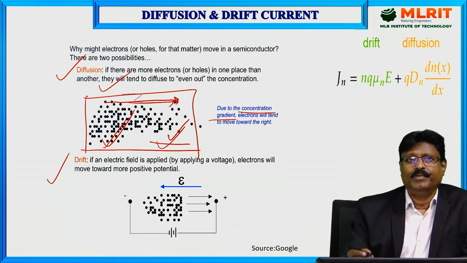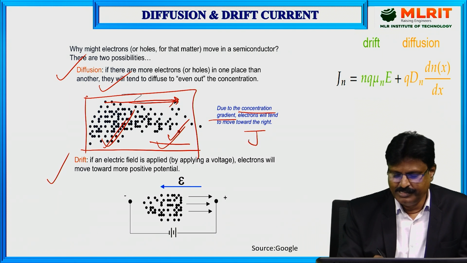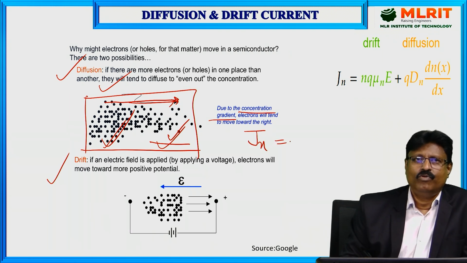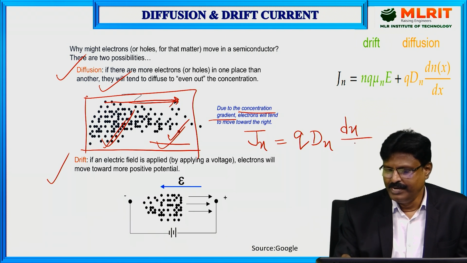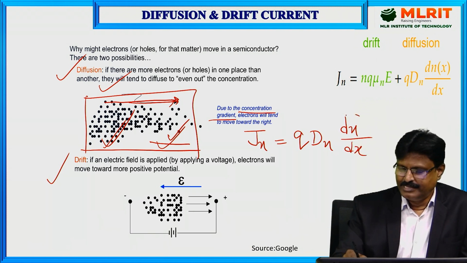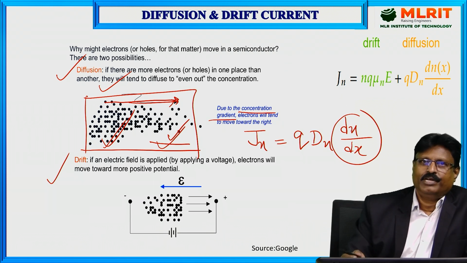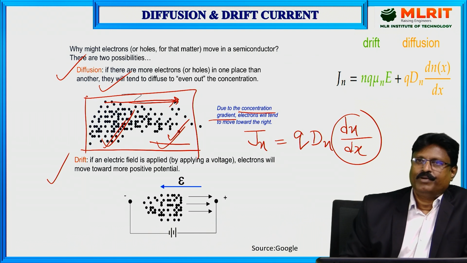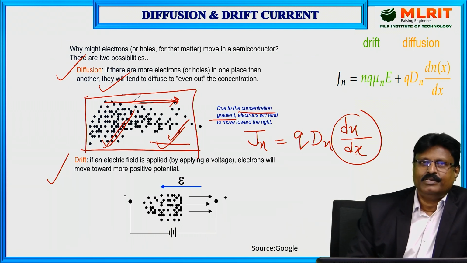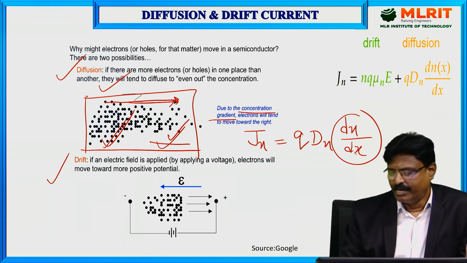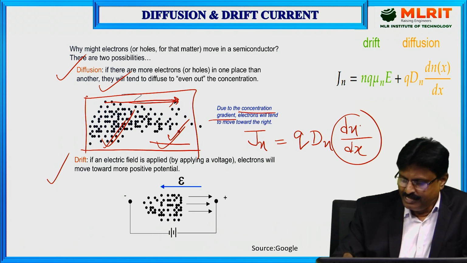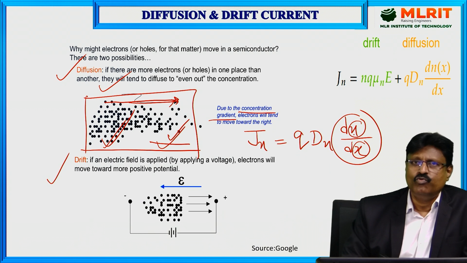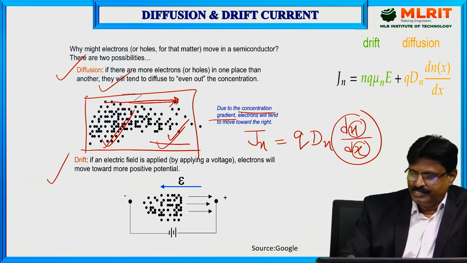If you write it as an equation, Jn is the current density due to the movement of electrons by the diffusion mechanism. It can be written as Jn = q Dn dn/dx. Here n stands for the electron concentration, and x is the distance along the device from the junction, towards the right side or the left side. As you can see, the concentration of electrons decreases as you move away from the junction. That's why it is represented as dn/dx.